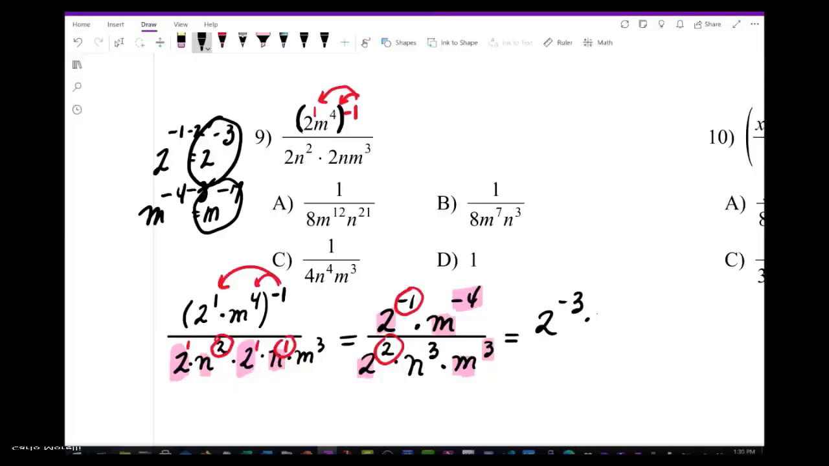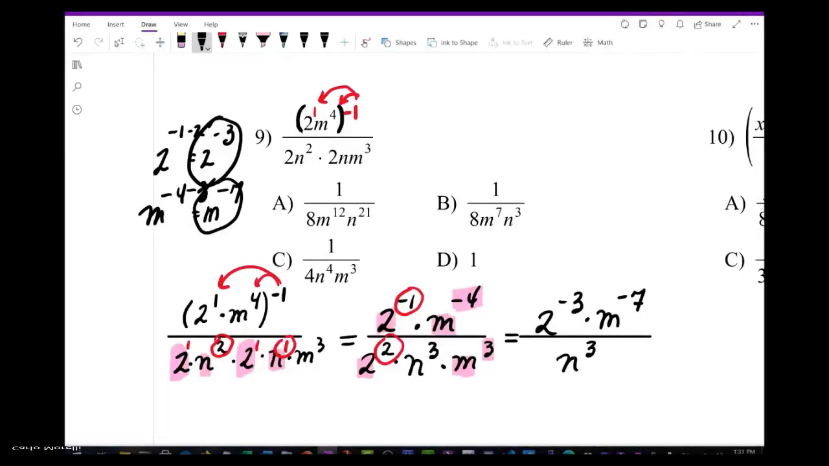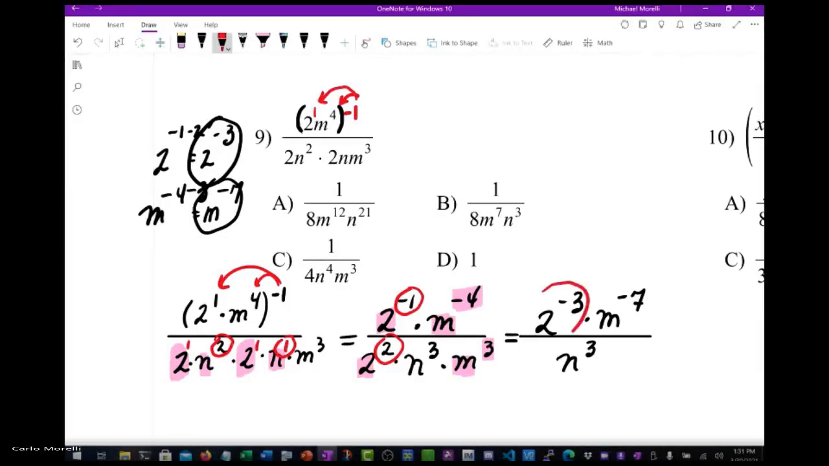And we're going to go ahead and start by putting these in the numerator. So that's going to be 2 to the negative third times m to the negative seventh over n cubed. Now we know what to do with negative exponents, right? We got to get rid of them. So we're going to move this 2 to the negative third downstairs and change its exponent to be positive. And then we're going to move m to the negative seventh downstairs, change its exponent to be positive. Okay? Those are our steps.